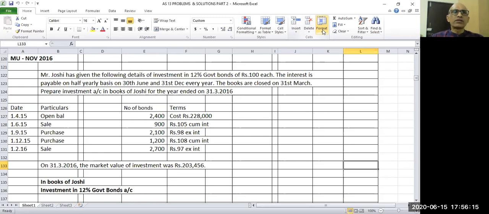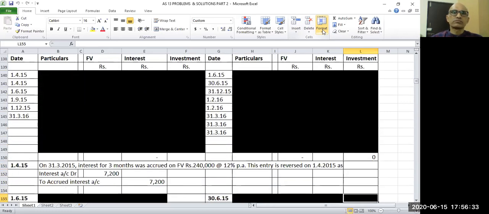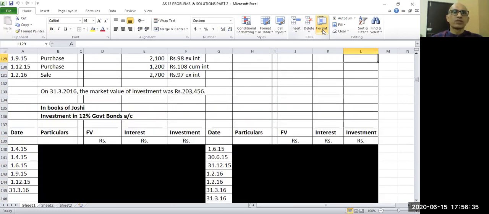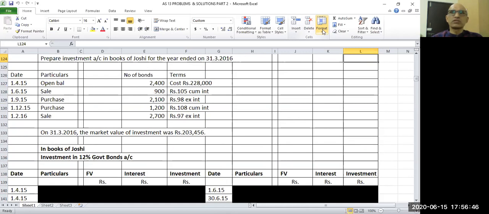And then you are given the purchase and sale related information for these bonds for the year ended on 31st of March 2016. It includes both cum interest as well as ex interest transactions. So let us see how we are going to work on this. To begin with, we will have the investment account for 12% bonds in the books of Mr. Joshi. And then one by one, we'll go and try to post these transactions in the books of Mr. Joshi.